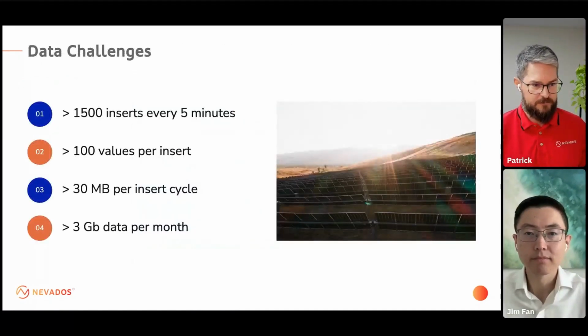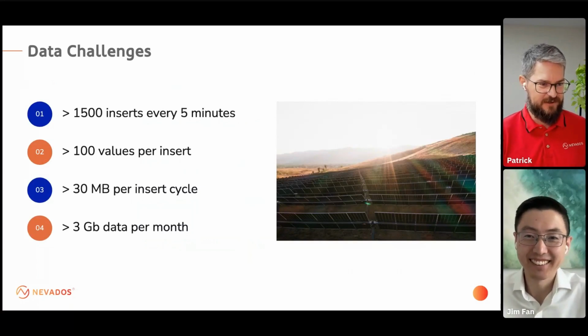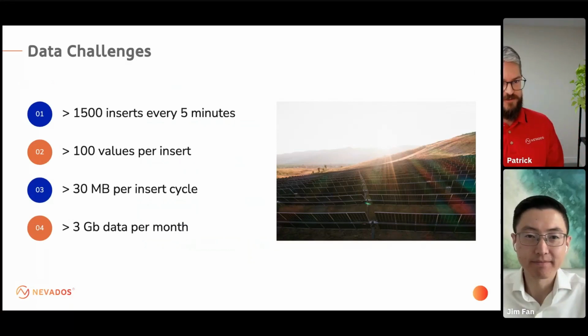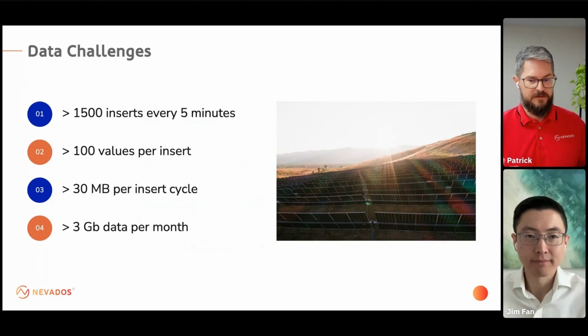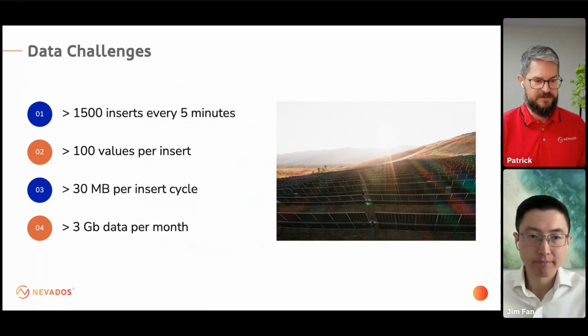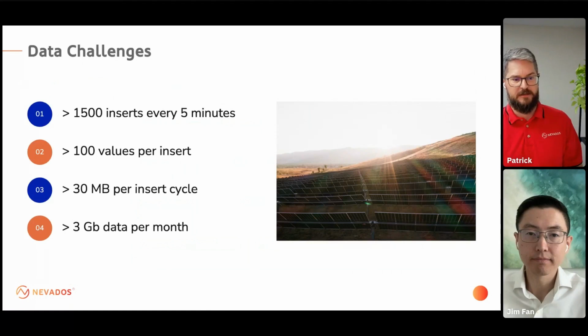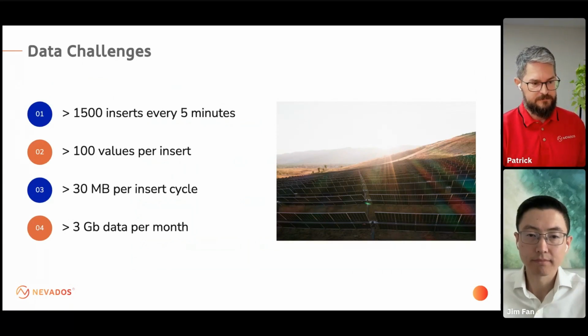We don't have that much data yet, although I would definitely consider this kind of big data. We do 1,500 inserts every 5 minutes at the moment. Every insert has 30 megabytes of data, more or less. So we cluster the data before and then send it over MQTT into TDengine. There are about 100 values or more per insert, and per month we're generating about 3 gigabytes of data, growing every month at the moment.